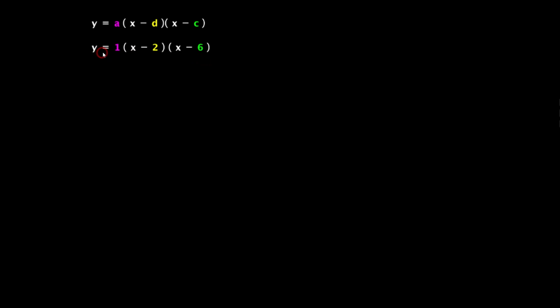So y equals, when a is 1, we don't need the 1 at this moment. So y equals x minus 2 times x minus 6. This gives us the value of a is 1. This is one of the x-intercepts, which is d. So x minus, we take the opposite value. If it's a negative 2, take it as a positive 2. Whatever the number that sits with x, we just take the positive value of that. So positive 2 and positive 6 are the x-intercepts.